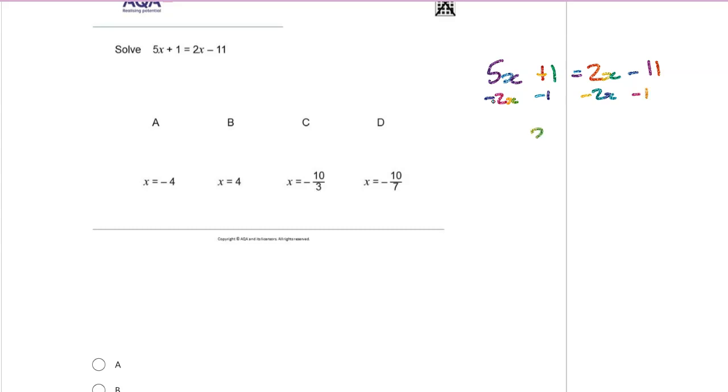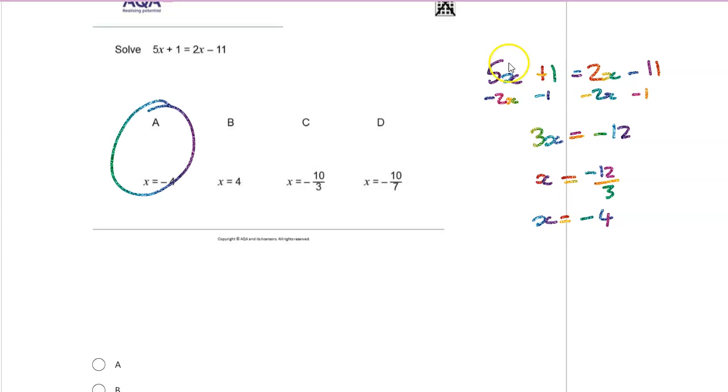5x minus 2x, I'm now left with 3x, negative 11, take away another one, negative 12. And then the opposite of multiplying by 3 is to divide by 3. So when I divide the left-hand side by 3, the 3's cancel, I'm left with just x. And negative 12 divided by 3, I'm sure you all did it in your head and you could have gone straight to this line. X equals negative 4. And there we have it.